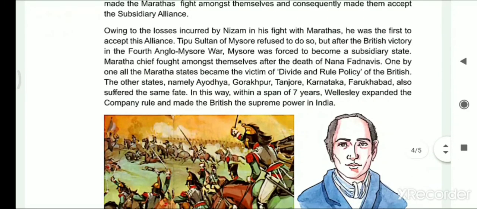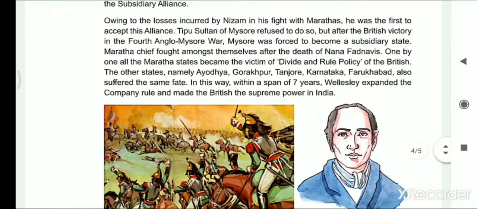Owing to the losses incurred by Nizam in his fight with Marathas, he was the first to accept this alliance. Tipu Sultan of Mysore refused to do so, but after the British victory in the 4th Anglo-Mysore War, Mysore was forced to become a subsidiary state. Maratha chiefs fought among themselves after the death of Nana Fadnavis. One by one, all the Maratha states became the victim of divide and rule policy of British. Other states, namely Ayodhya, Gorakhpur, Tanjore, Karnataka, Farrukhabad, also suffered from the same fate.